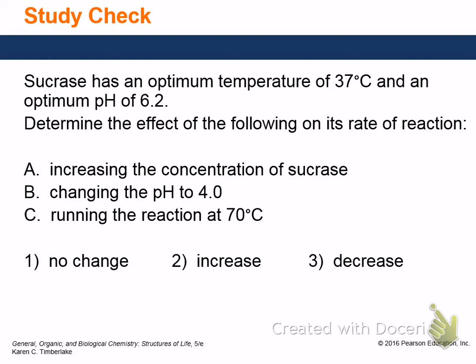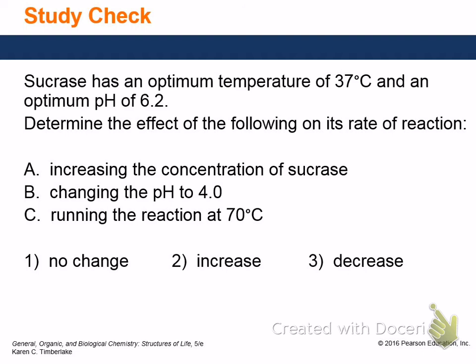And it says sucrase has an optimum temperature of, what do you think sucrase does? Breaks apart sucrose into glucose and fructose, right? It has an optimum temperature of 37 and an optimum pH of 6.2. If you increase the concentration of sucrase, what effect does it have on the rate of the reaction? Goes up. If you change the pH to 4, what happens to the rate of the reaction? Decrease. Run it at 70? Decrease. Everything goes down from the optimum.